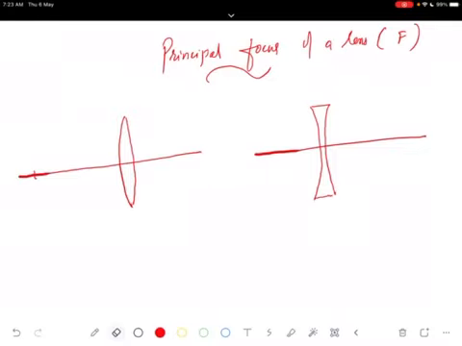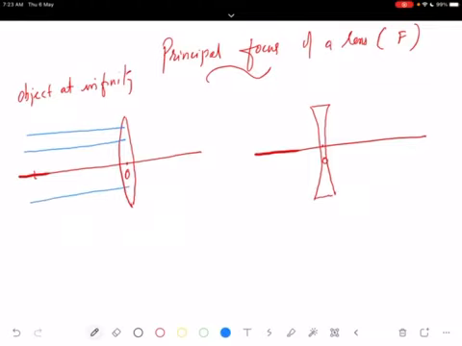If the object is at infinity, the rays are parallel to the principal axis. Object we consider at infinity, infinite distance. Light rays coming from the sun. Object at infinity, rays are parallel to the principal axis, also parallel to themselves. These are the rays.